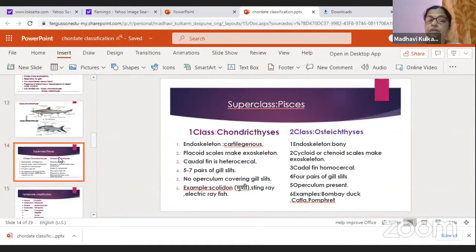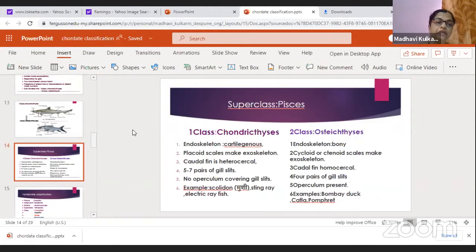Here, I have included these two classes in a comparative account, so it will become easier to remember the characteristics of a cartilaginous fish and that of a bony fish. In cartilaginous fish, the entire endoskeleton, whether it is the vertebral column, all the bones or the brain box, everything in the case of sharks is made up of cartilaginous tissue. While in bony fish, the entire endoskeleton is made up of bones.